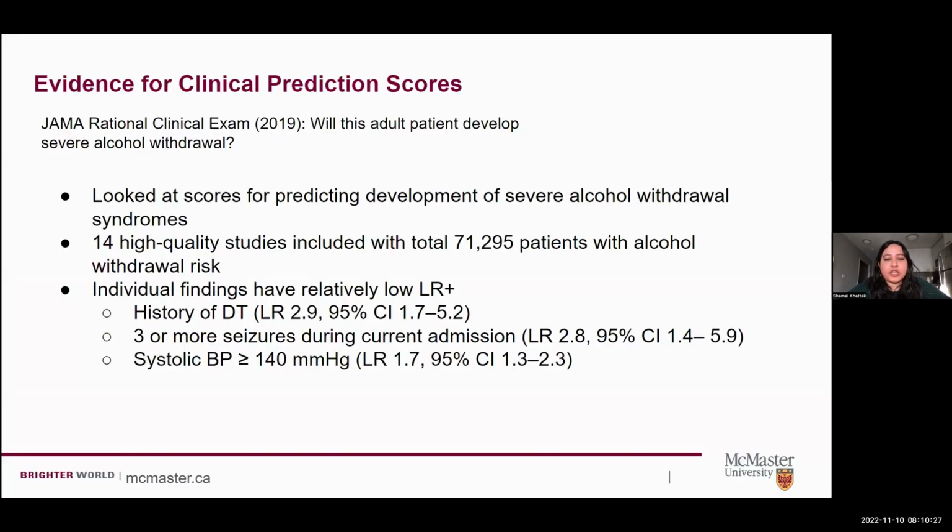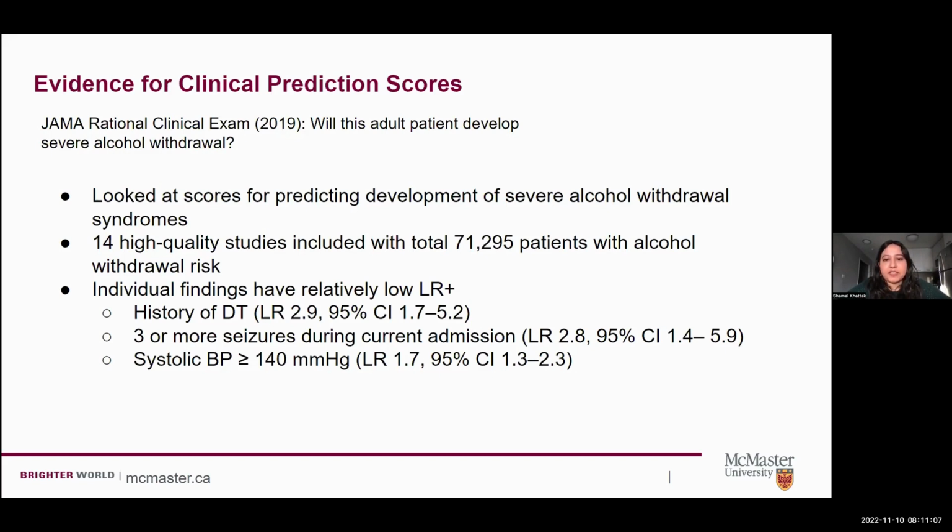So in looking at some more recent evidence for comparing and contrasting different clinical prediction scores that are out there, because there are other scores beyond just the CIWA score that are in use. So there was a JAMA Rational Clinical Exam that looked at this in 2019. So they compared and contrasted scores that predict the development of severe alcohol withdrawal syndrome. They found 14 high-quality studies that met their inclusion criteria with a total of over 70,000 patients. They looked at both individual findings that predicted the risk of alcohol withdrawal, severe alcohol withdrawal, and they also looked at scores as a combined finding.